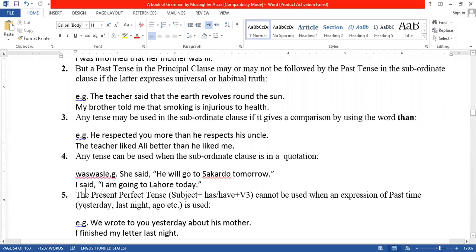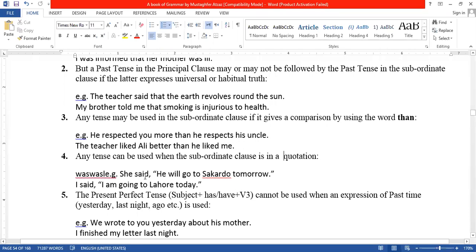Okay. Now, what is the fourth rule? Any tense can be used when the subordinate clause is in a quotation. This is the third exception. Fine. The first rule was the general rule. Then we studied two exceptions, and now we are discussing the third one. Okay.